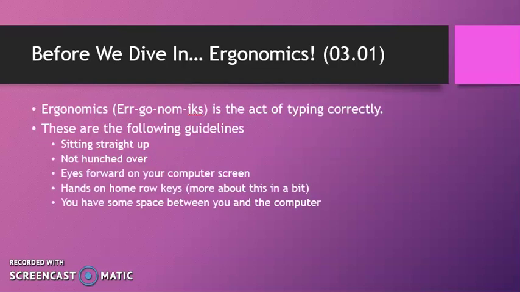Before we start actually talking about the importance of keyboarding and diving into actual keyboarding, we're going to talk about ergonomics and keyboarding. Ergonomics is the act of typing correctly and typing for comfort. There are some guidelines that students should use when doing ergonomics. You should sit up straight and not be hunched over. Eyes should be forward on your computer screen, and your hands should be on the home row keys. And we'll talk about home row keys in the next lesson.